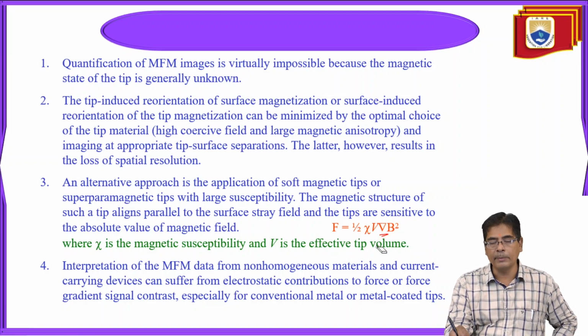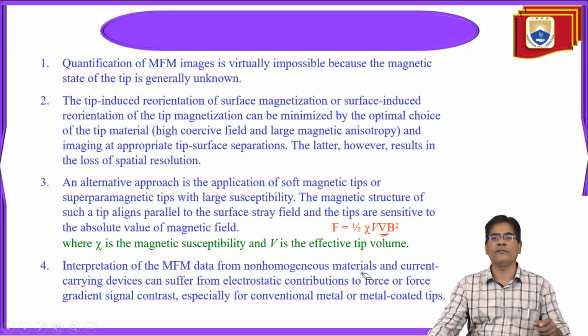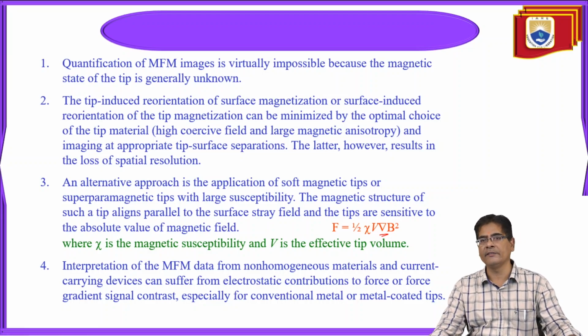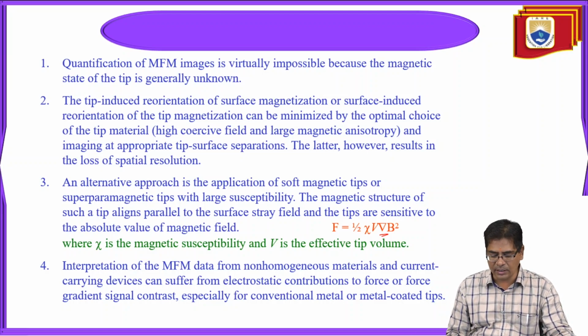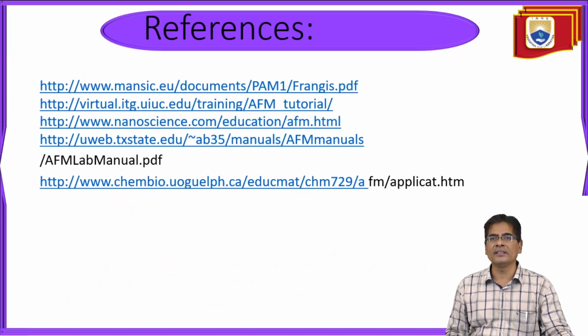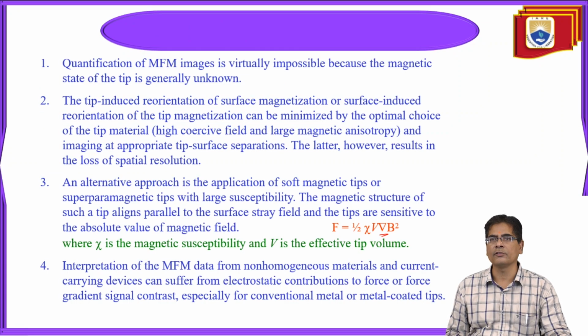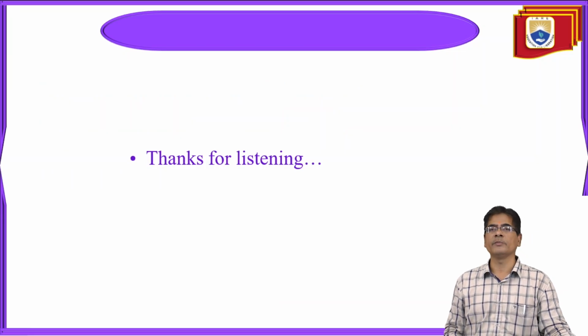Interpretation of the magnetic force image data on homogeneous materials and current-carrying devices can suffer from electrostatic contributions to the surface or force gradient signal contrast, especially for conventional metal or metal-coated tips. So these are some of the references we have taken to understand the differences between magnetic force microscopy and atomic force microscopy.